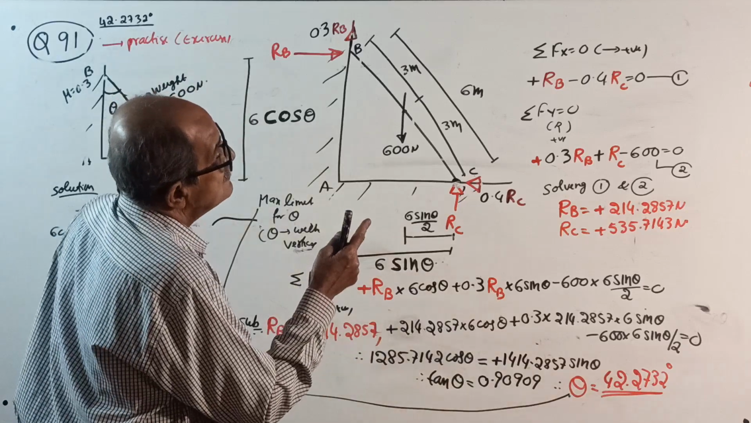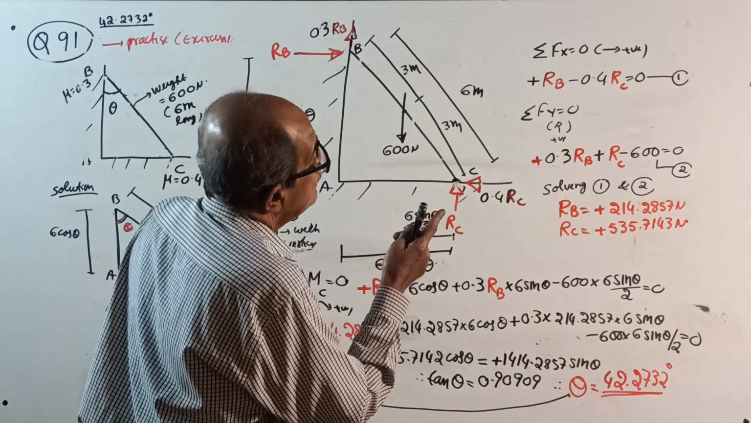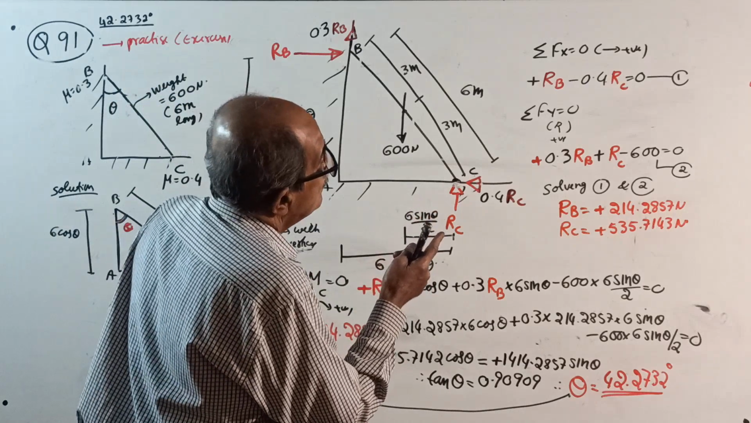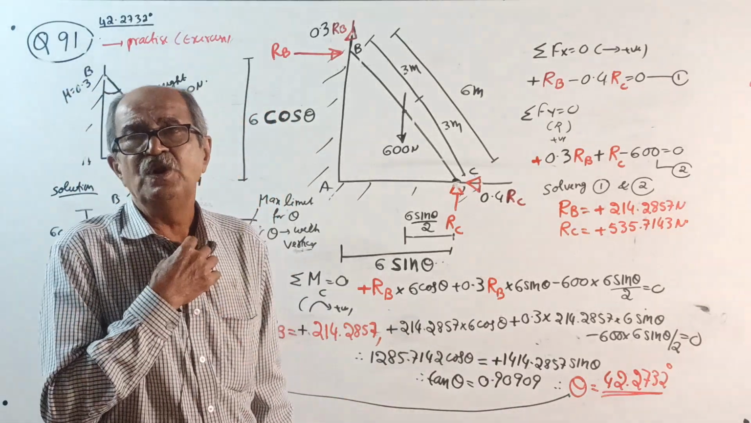727.273. 727. I should have done 727 only there. 7 is 3, 2 is 7. Okay, correct. Okay, now study these two questions thoroughly.